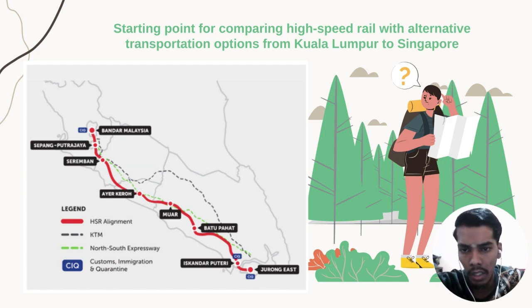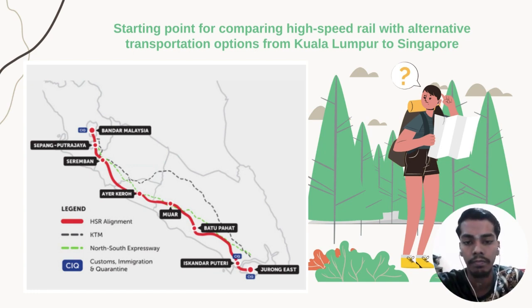The red line symbolizes the HSR alignment, and the black dotted line symbolizes the KTM track. The green dotted line is for the North-South Expressway, and lastly the CIQ symbol is for customs, immigration, and quarantine. That's all from me now. I'm going to pass to my other friend.